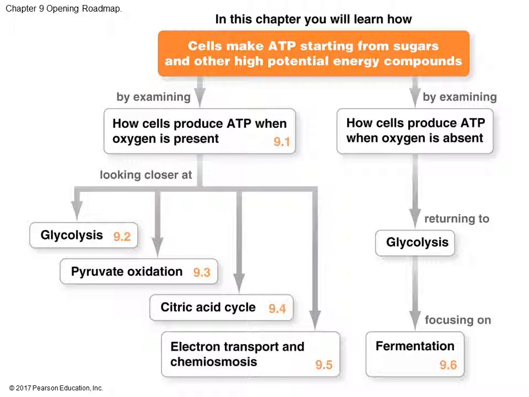In this chapter, we're going to talk about the 4 steps of cellular respiration: glycolysis, pyruvate oxidation, the citric acid cycle, and the electron transport chain. We're also going to talk about fermentation too, and that fermentation is basically just glycolysis. We'll compare the amounts of ATP produced between both aerobic and anaerobic respiration.